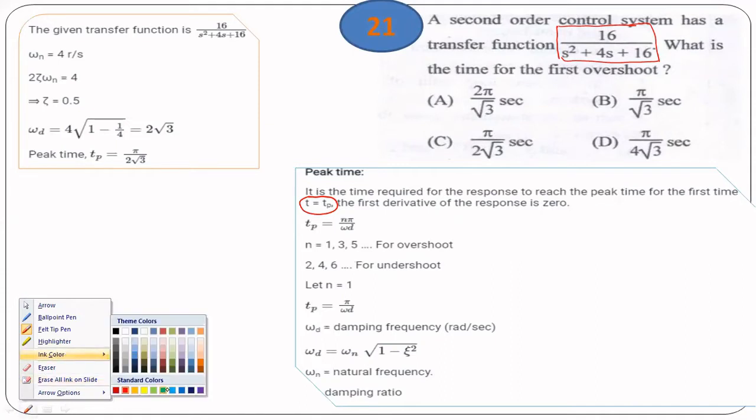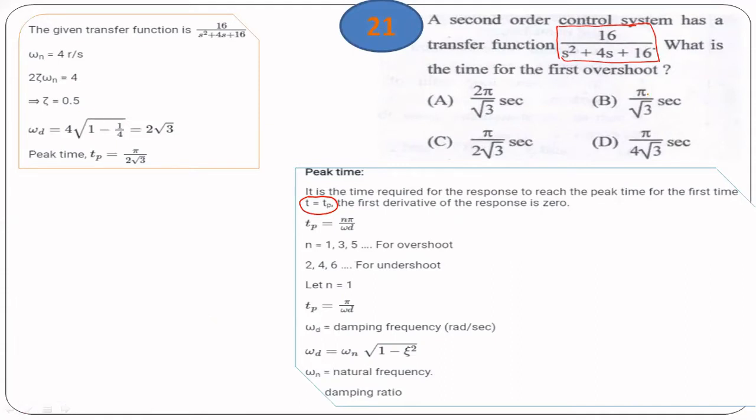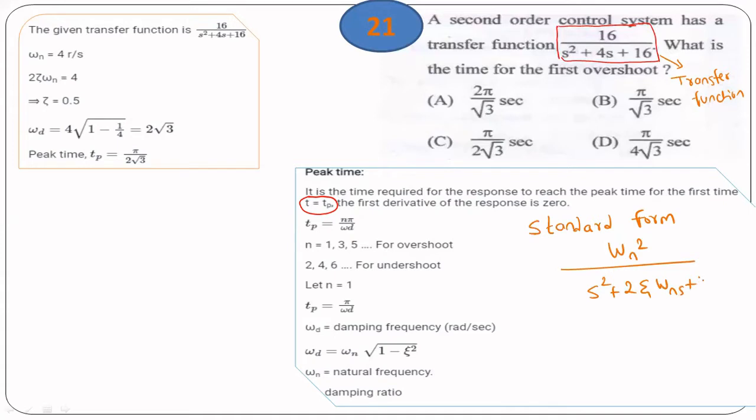For this problem, we need to first of all understand this transfer function. There is actually a standard form for the transfer function. This standard form is written as omega n square divided by s square plus 2 zeta omega n s plus omega n square.